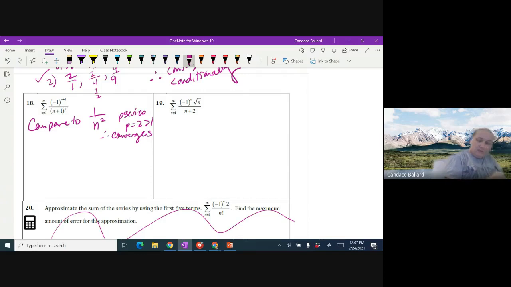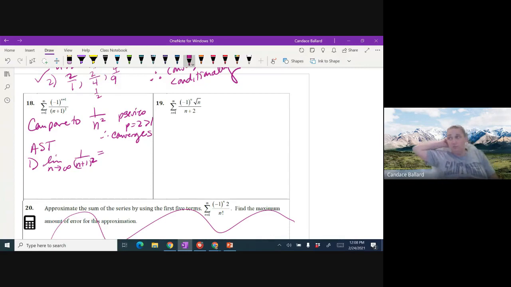All right, so now I am going to do the alternating series test again because I have an alternating series. So alternating series test. The first thing I'm going to do is the limit as n approaches infinity of 1 over n plus 1 squared. What's my limit equal to? All right, good job. It is equal to 0.